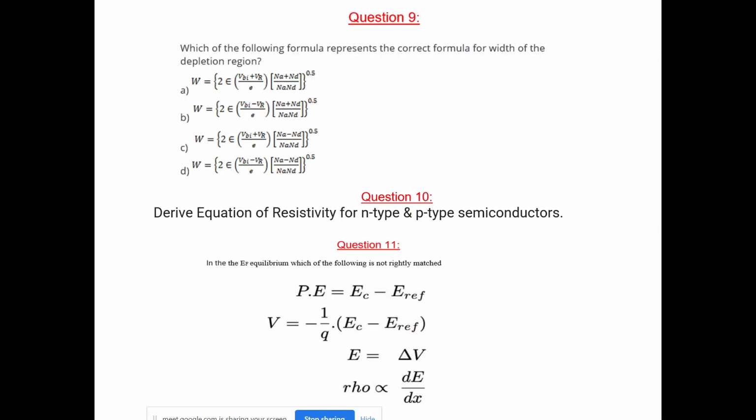Okay, let's move to the next question. Question number 9 is saying: which of the following formulas represents the correct formula for width of depletion region? It's just a straightforward question.